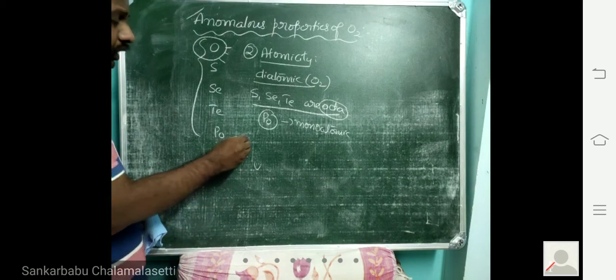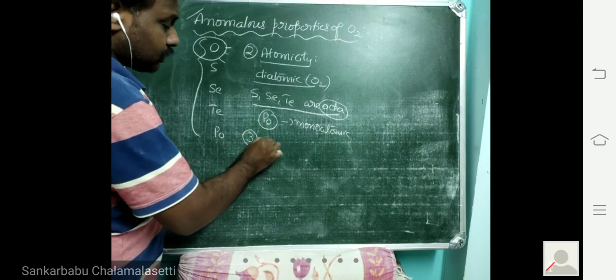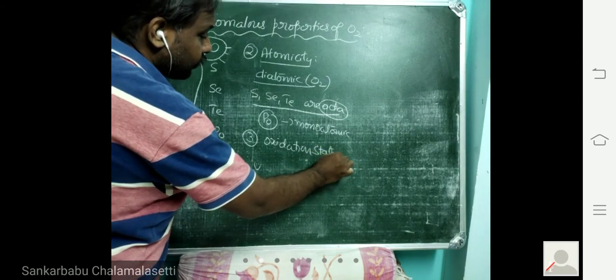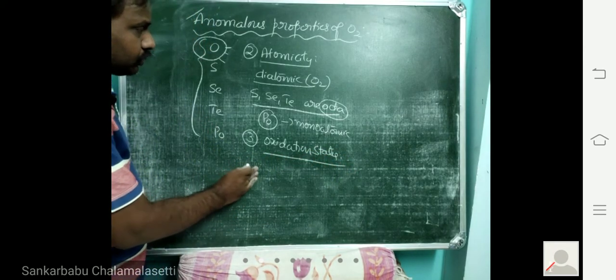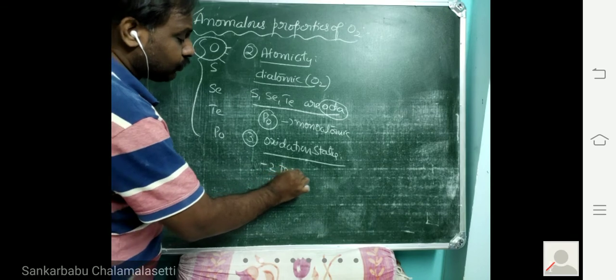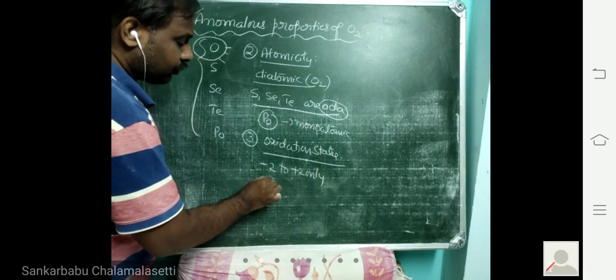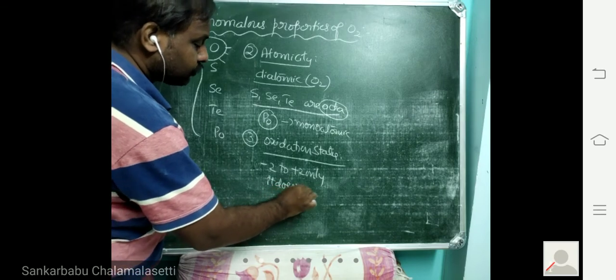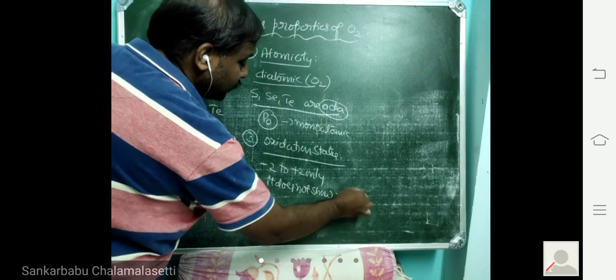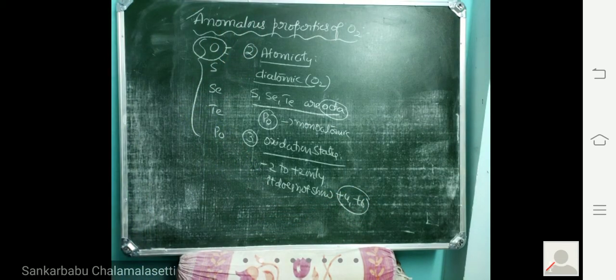This is the second anomalous property shown by oxygen. And the third one, which we just discussed, is oxidation state. In this group, oxygen shows very few oxidation states, that is -2 to +2 only. It does not show higher oxidation states, that is +4 and +6, due to absence of d orbitals. So it is the third anomalous property shown by oxygen.